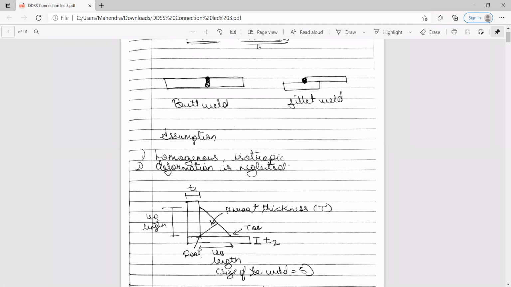So note down this for the welded connections. Draw this diagram and note down these basic things. Then we shall proceed further.